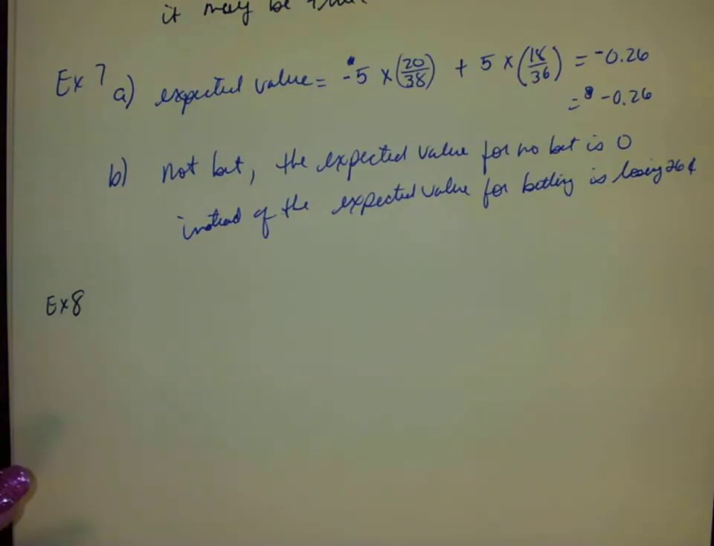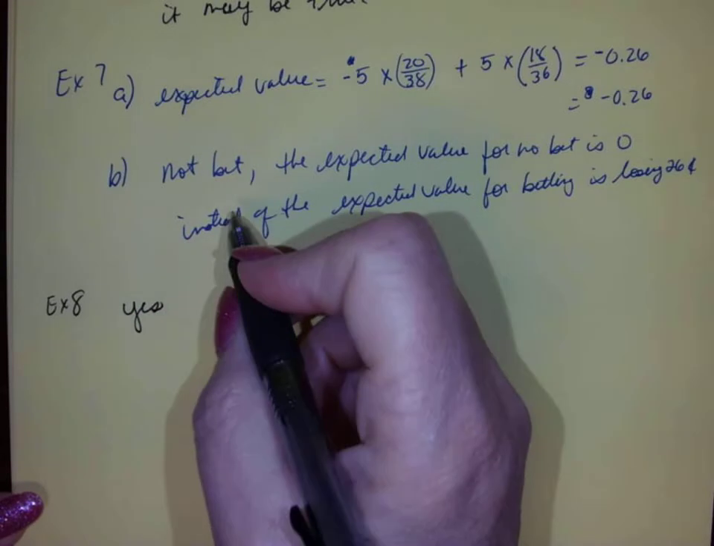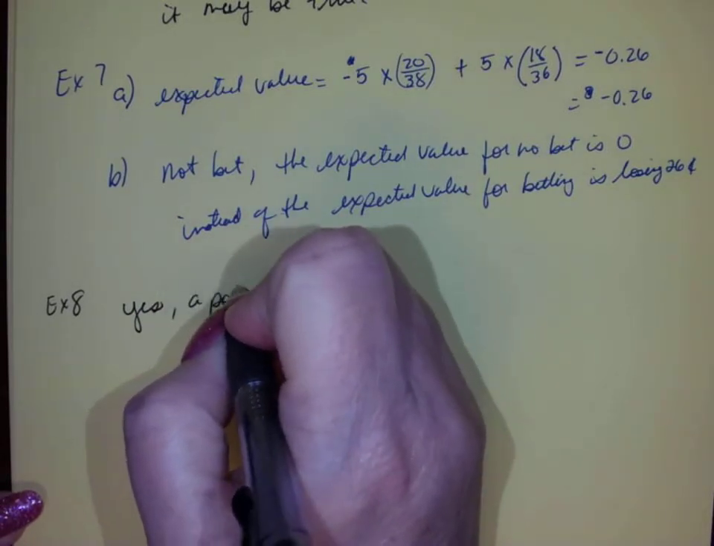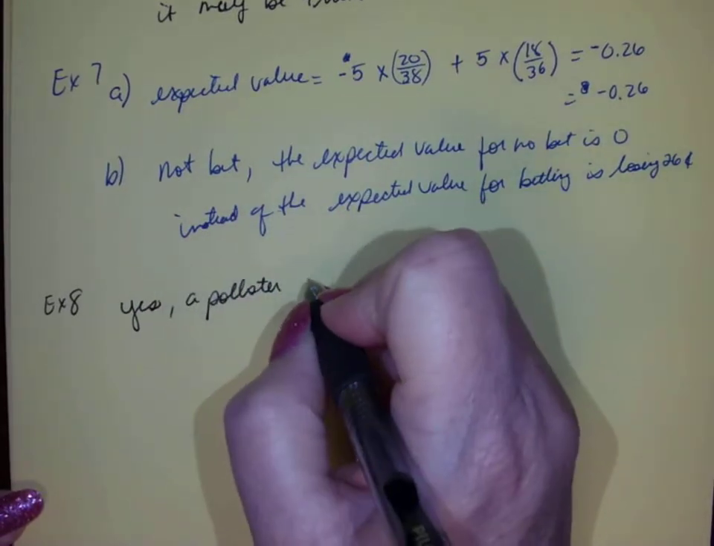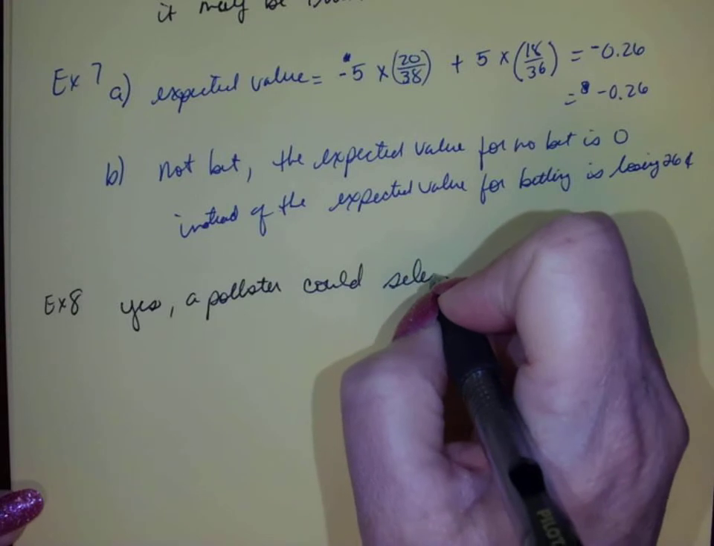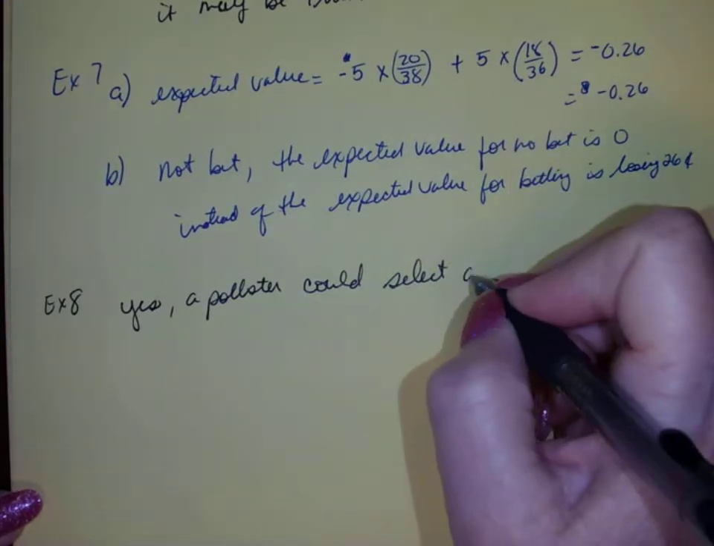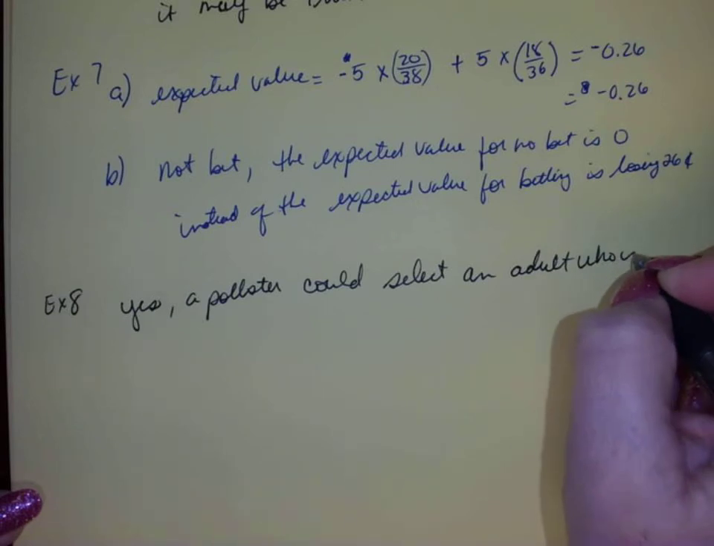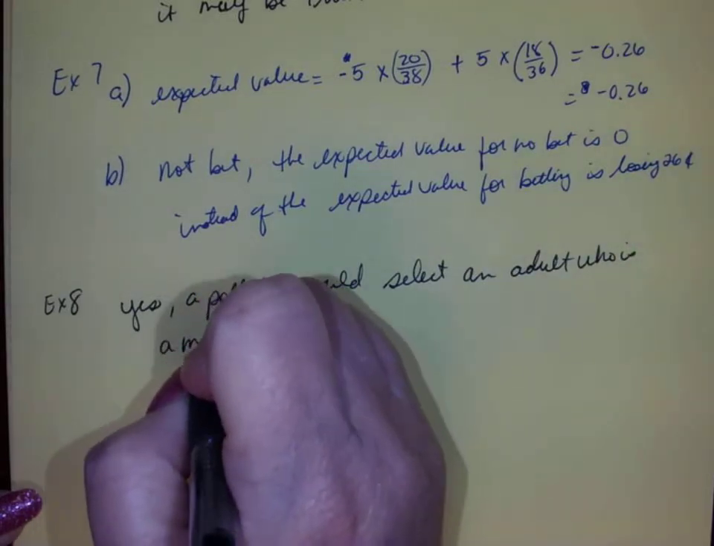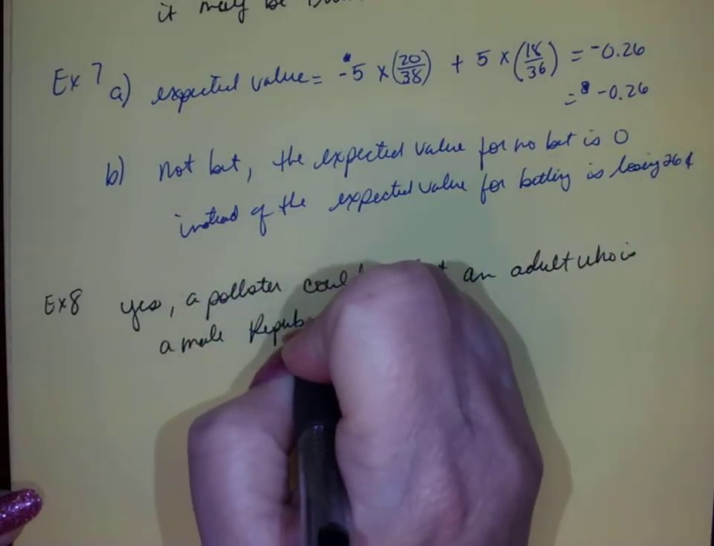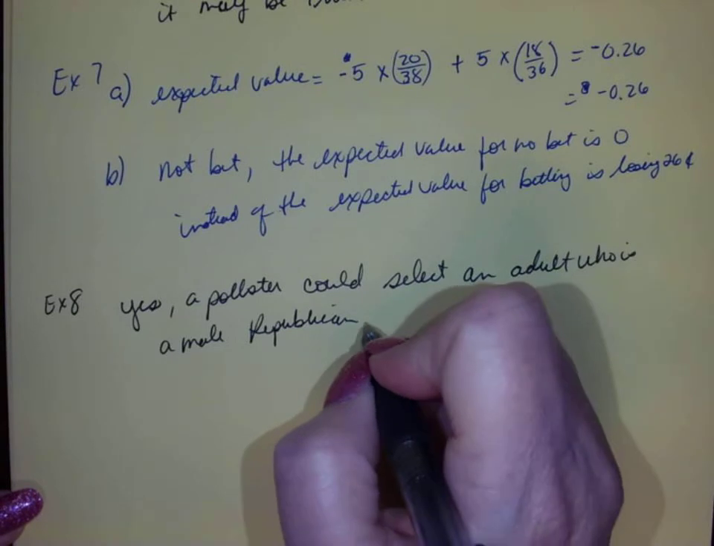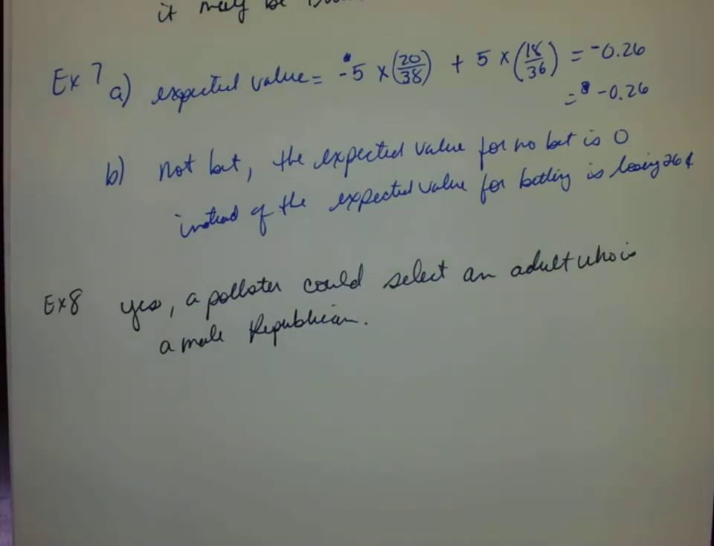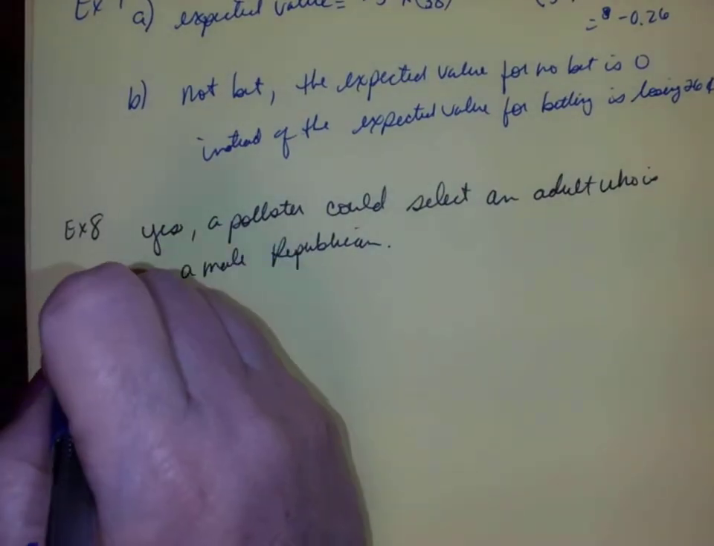Well, yes. A pollster could select an adult who is a male Republican. So they could occur at the same time, so those events could be overlapping. All right.